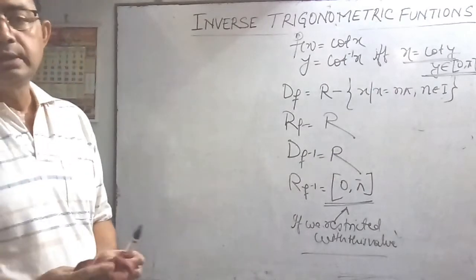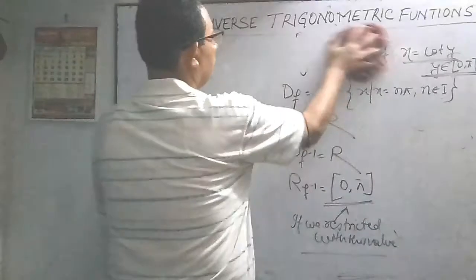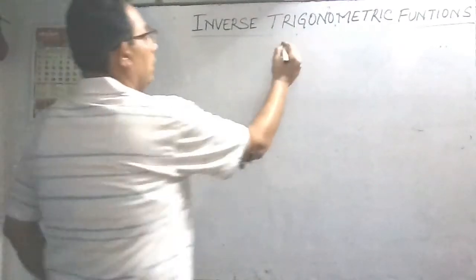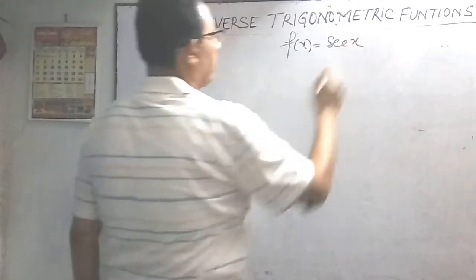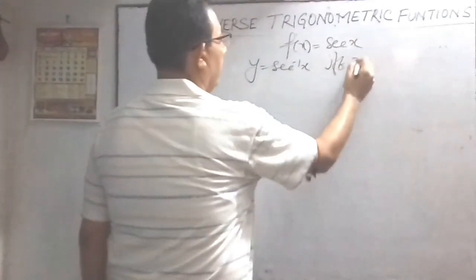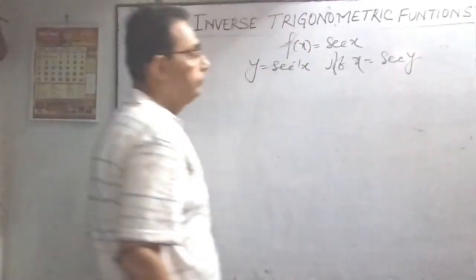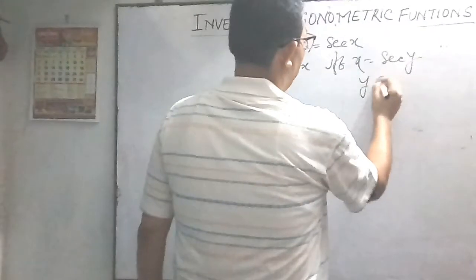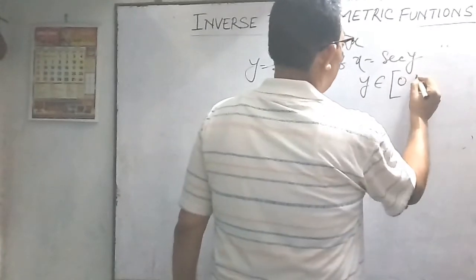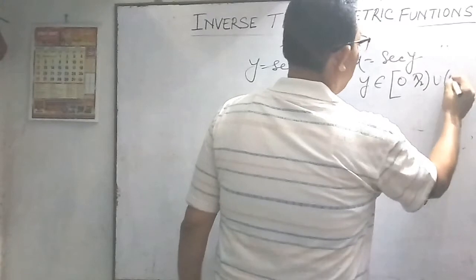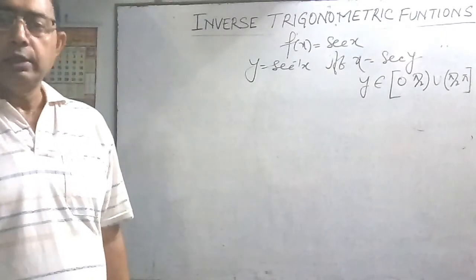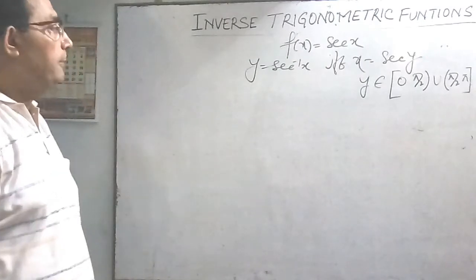Now we will do f(x) equal to sec inverse x. f(x) equal to sec x. y equal to sec inverse x if x equal to sec y. y belongs to 0 to pi by 2 union pi by 2 to pi. Understood? In this case also, same thing.